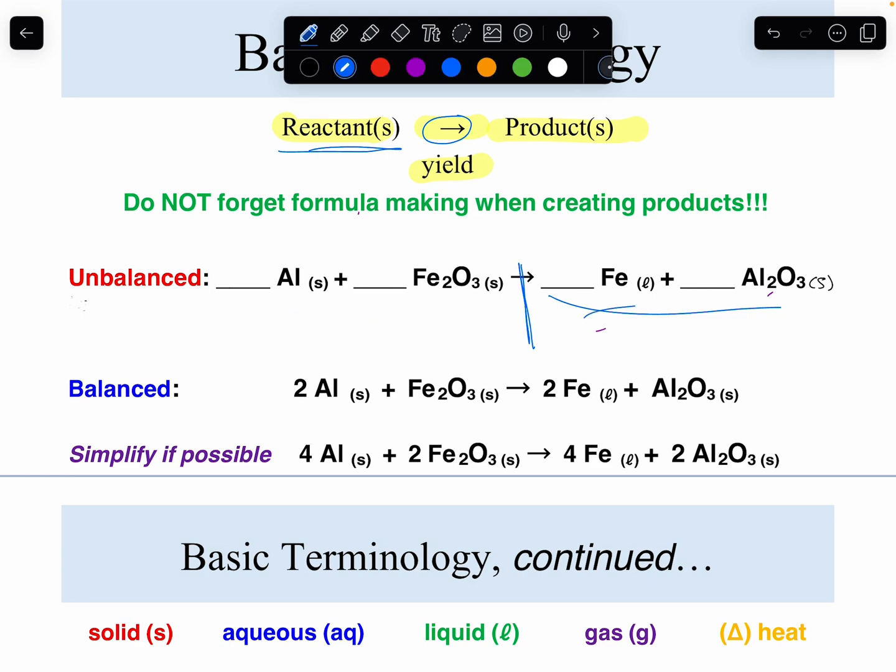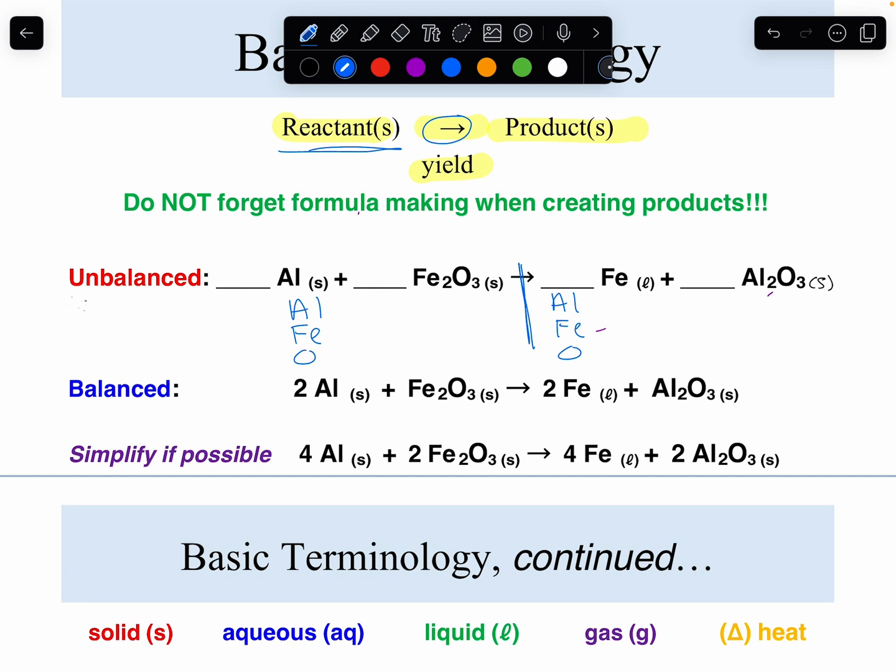So when I do this, I like to make a chart to help me. So I look at all the elements that exist on the left side. In this case, it's aluminum, iron, and oxygen. Now, as usual, it is going to be the exact same elements on the other side. I like to put them in the same order to help me understand what I'm looking at and make sure I'm looking at the same element.